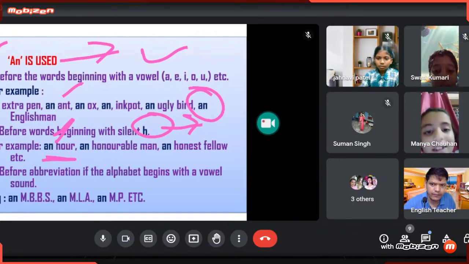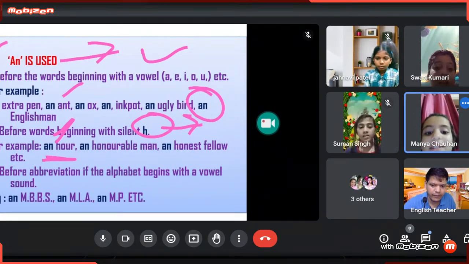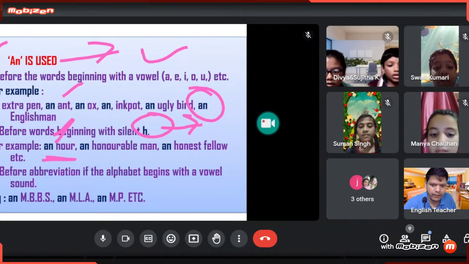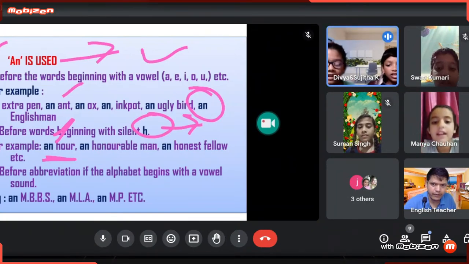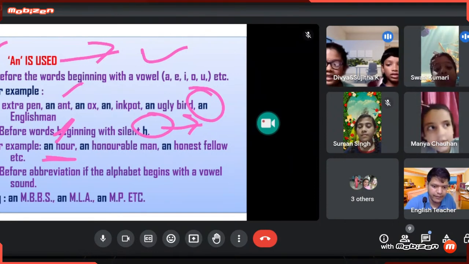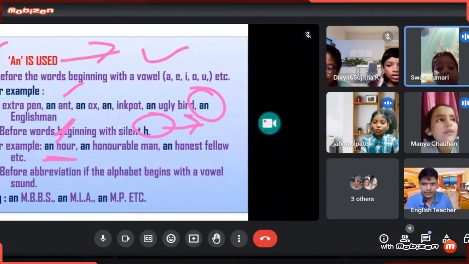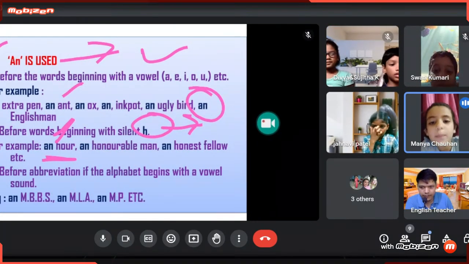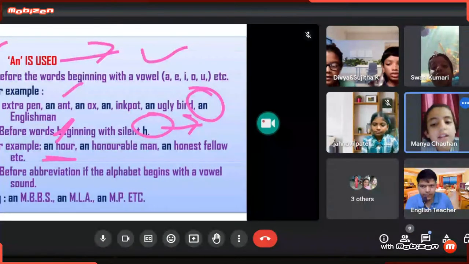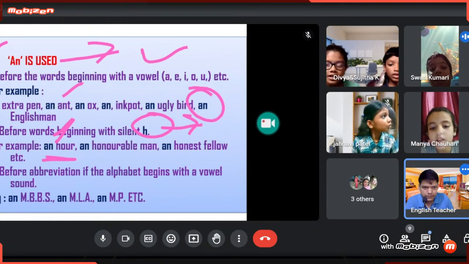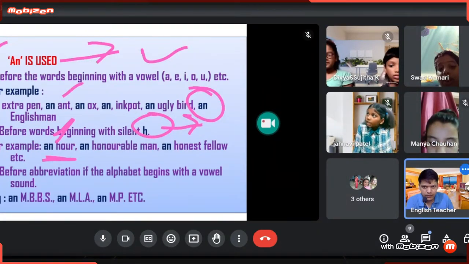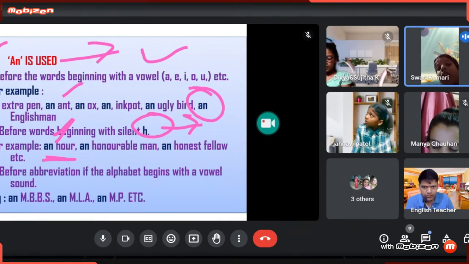Articles? Yes, sir. Articles. Sir, an article. Sir, article is also an article. We can say an article, not an sir. Sir, can we use an and a with the plural? We cannot use a and an with the plural. Sir, article is also an article. But an article, we can say an article, not articles.